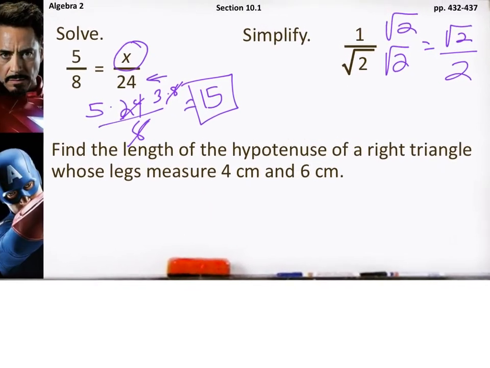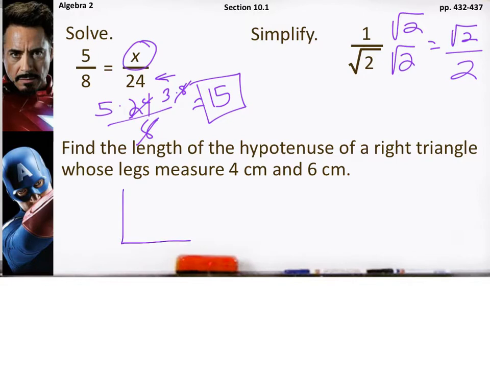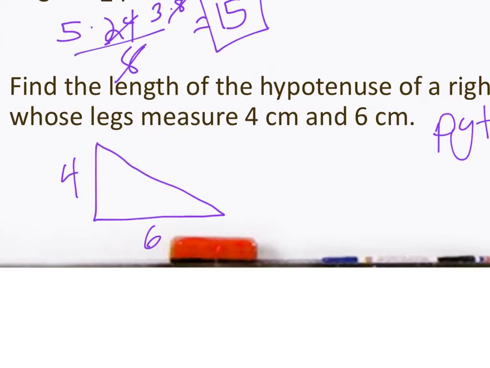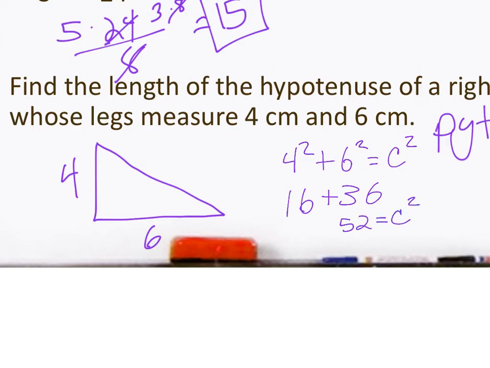All right, find the length of the hypotenuse of a right triangle whose legs measure 4 and 6 centimeters. Well, this one we're going to be using our Pythagorean theorem. So that's merely 4 squared plus 6 squared equals c squared. 4 squared is 16. 6 squared is 36. 16 and 36 is 52. So that's my c squared. I square root both sides.